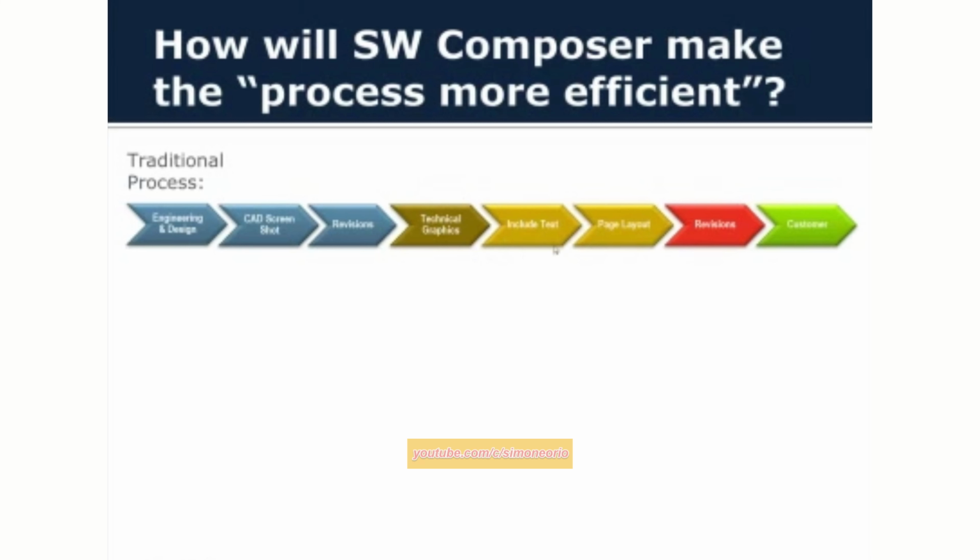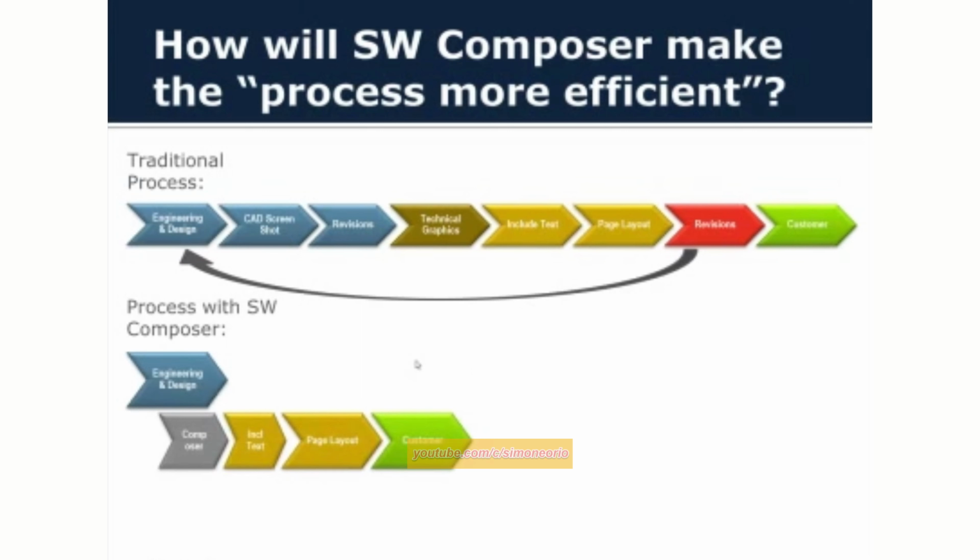So now, after we've done all that, we've got to include text, give it a page layout. What happens if we get revisions again? Yeah, then we're right back to the beginning. So now we got to redo all of this work that we've done. And how many times are we going to do that? How accurate is your documentation going to be?